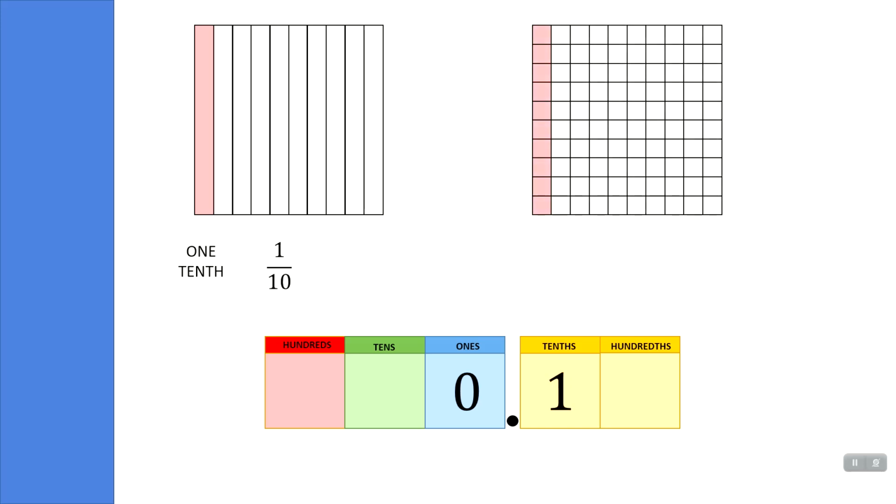Now let's look at this diagram, which has 100 squares, and the entire first column is shaded. We know that there are 10 squares in that first column, and so this is 10 hundredths. If we write that in the place value chart, we write 0.10, 10 hundredths. And if you look at both diagrams, you can see that the first column in both is shaded. They represent the same amount of space. And so therefore, 1/10 is the same value as 10 hundredths.